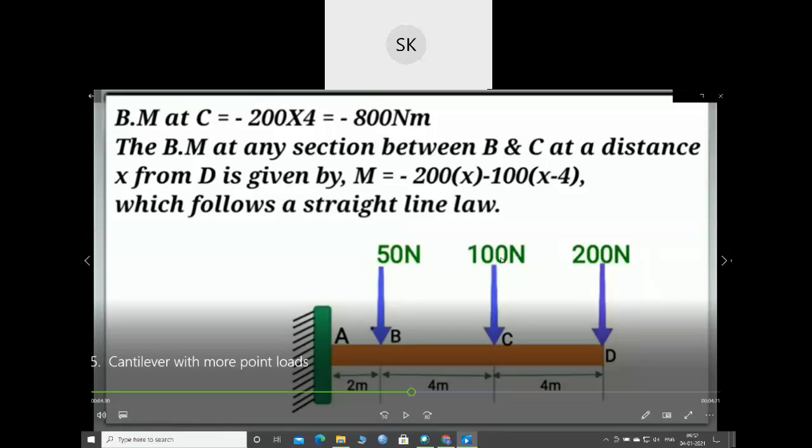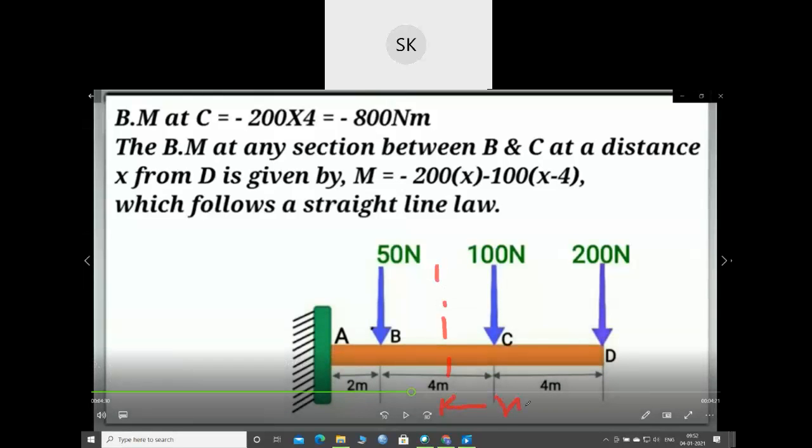Now the bending moment at C. You have force 200 Newton, which is at a distance of 4 meter. So 200 into 4 meter, so minus 800. Now bending moment between A and C, let me consider section XX, which is at a distance of x from the free end. So your bending moment equation will be this force 200 into this distance. As clockwise is negative, so minus 200 into x.